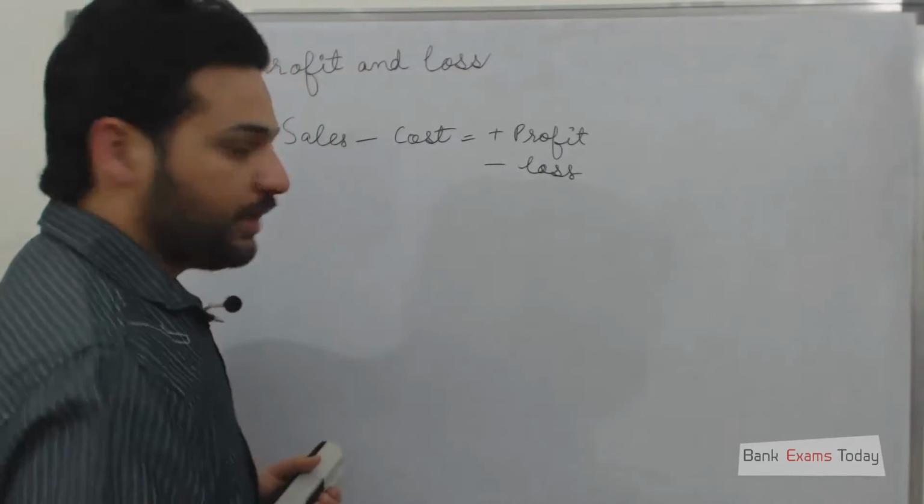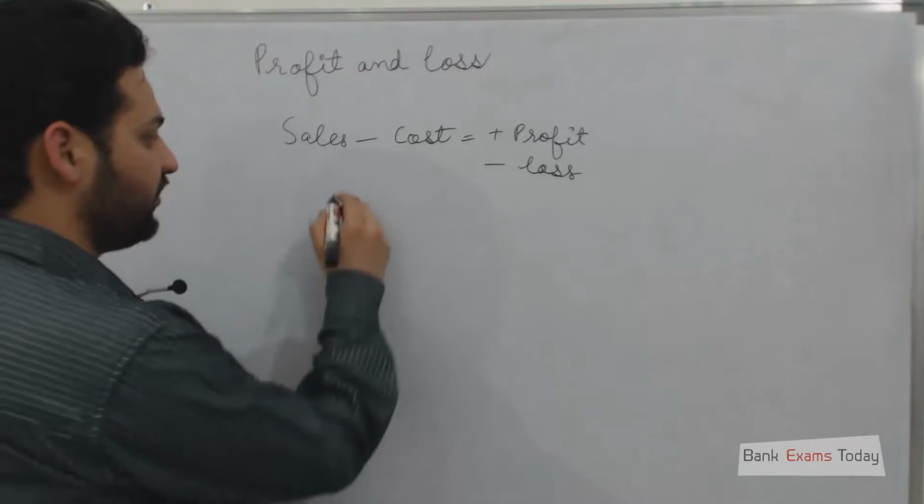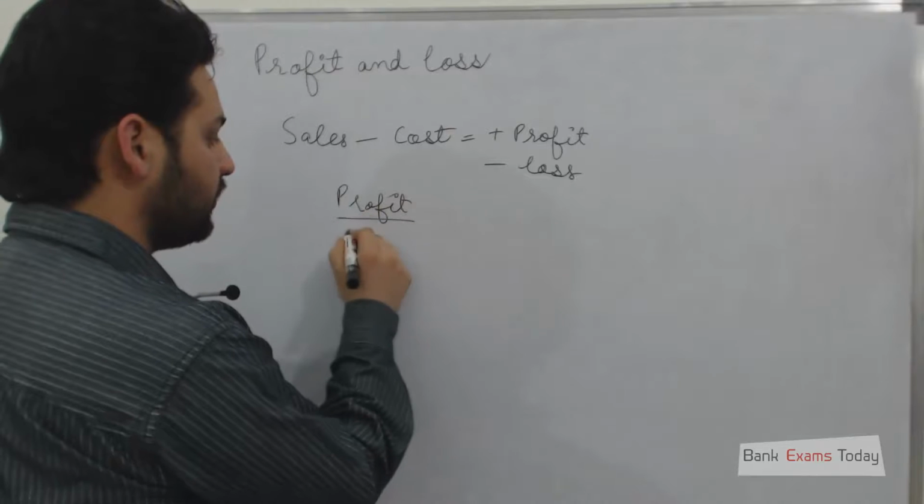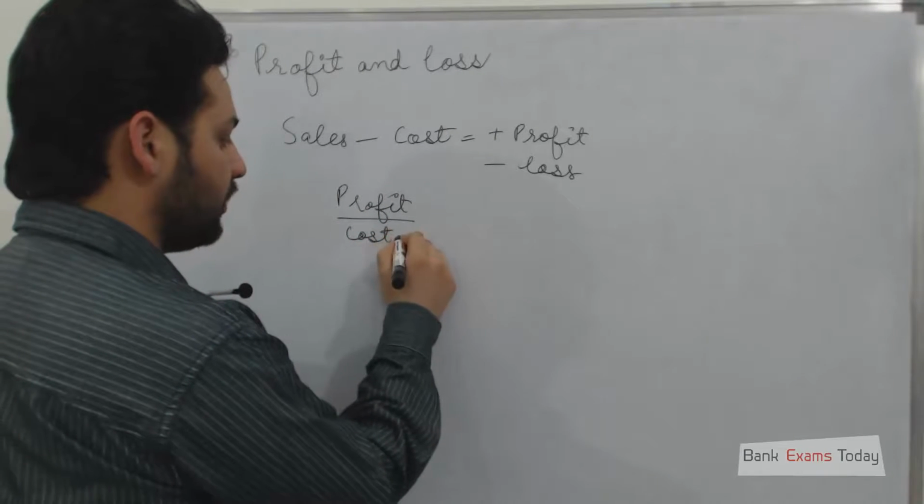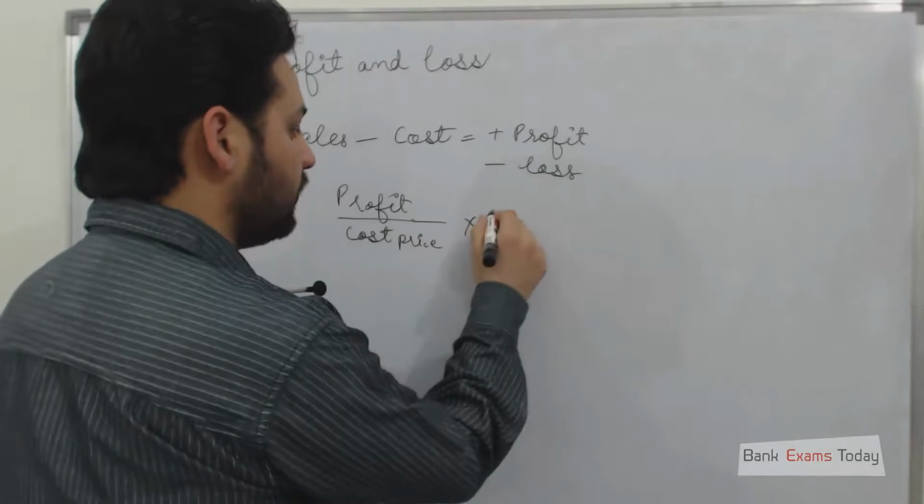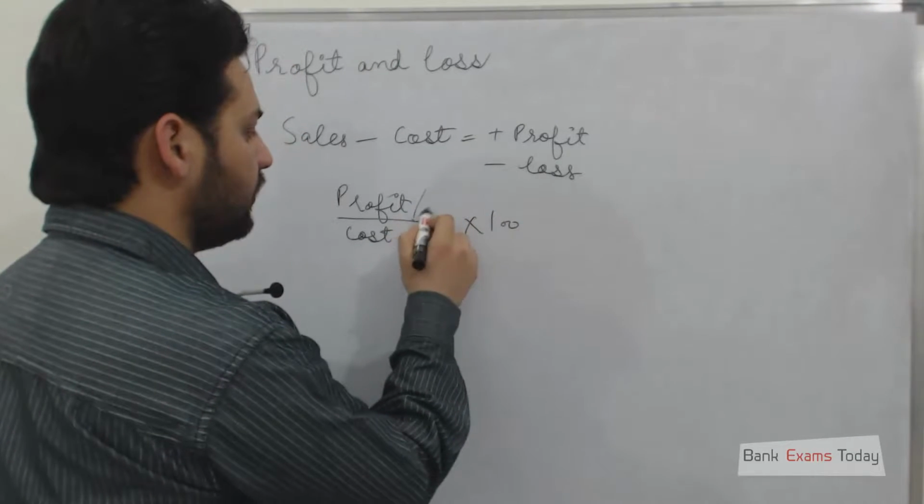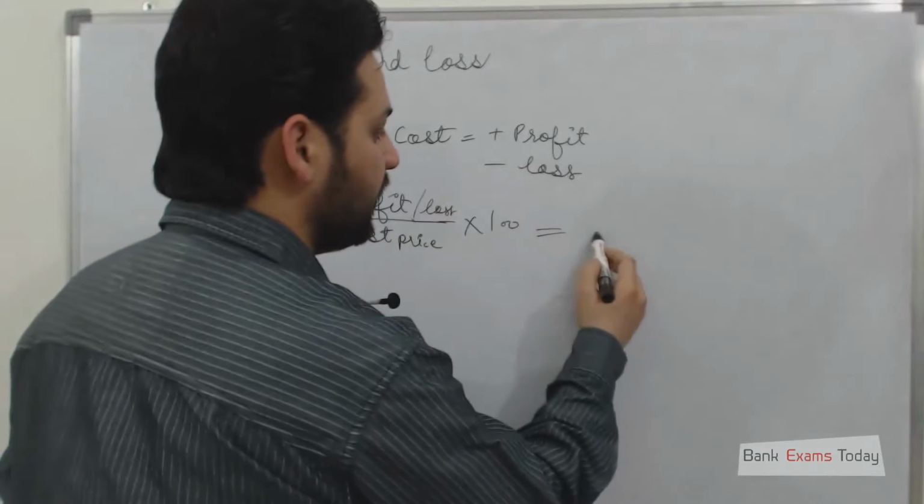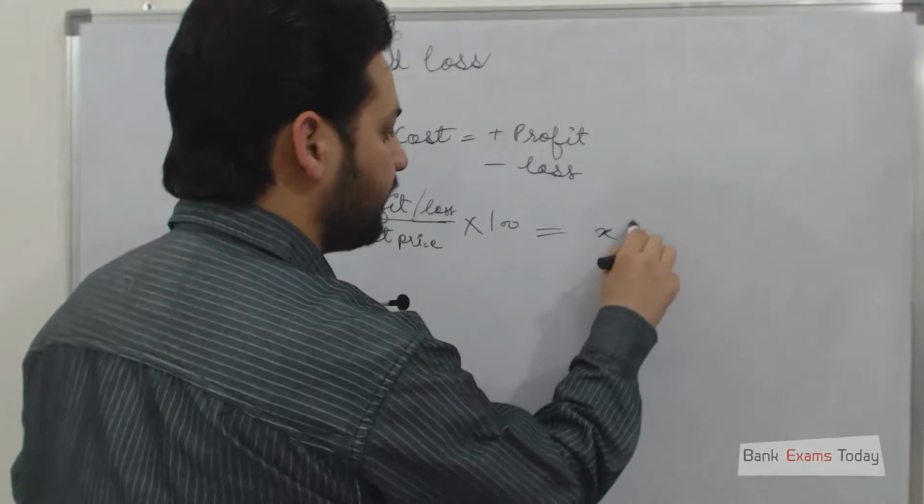In case we need to calculate the profit percentage, simply profit divided by cost price multiplied by 100. Similarly, we can calculate the loss percentage. So this will be a value in x or y percent.